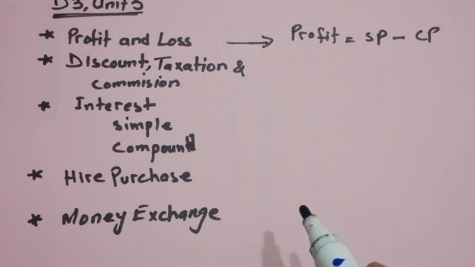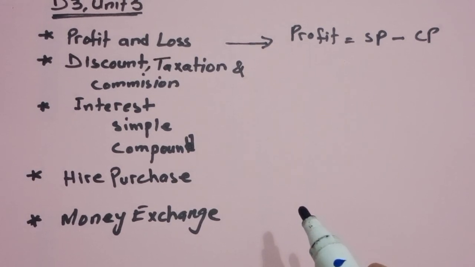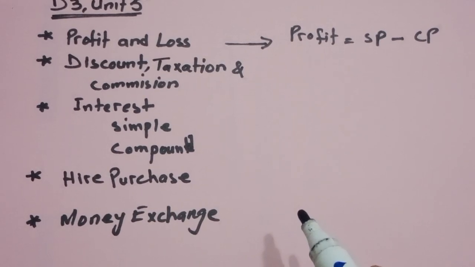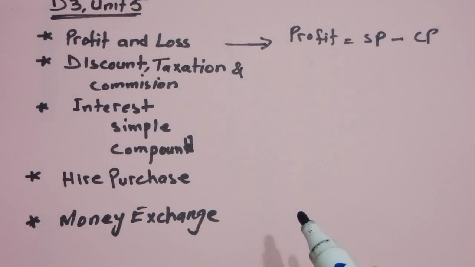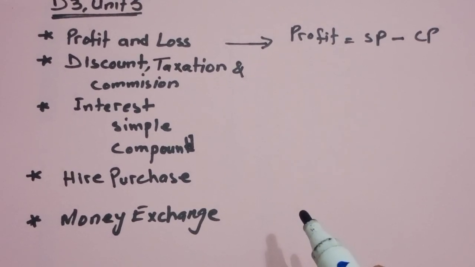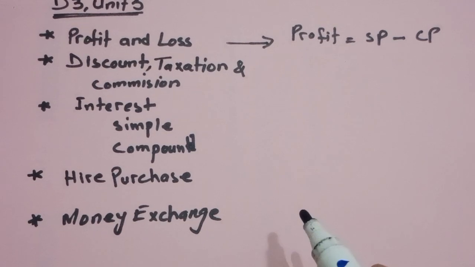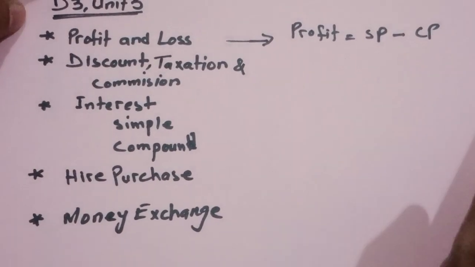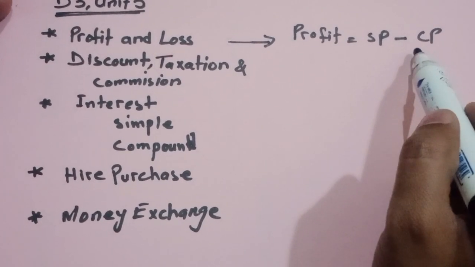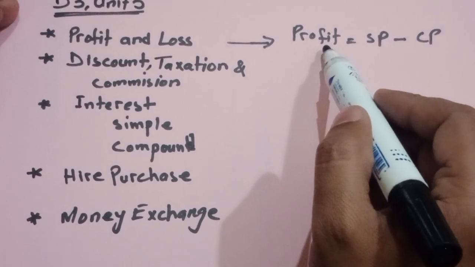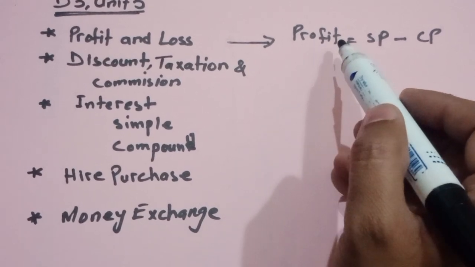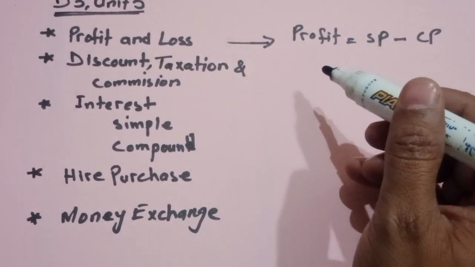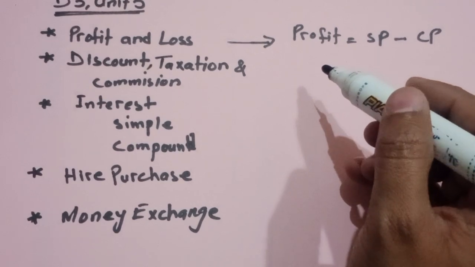It means if your cost price, the price at which you buy a particular product, is lower than your sale price, meaning you buy a product at a cheap rate and sell that object at a higher rate, so your sale price is more than your cost price, then you are going to earn some profit.